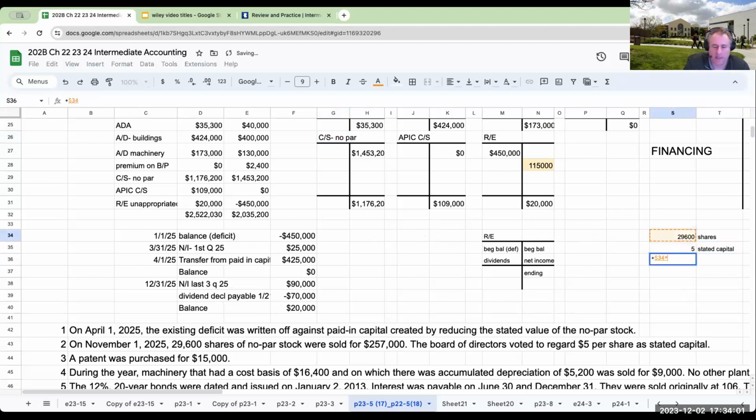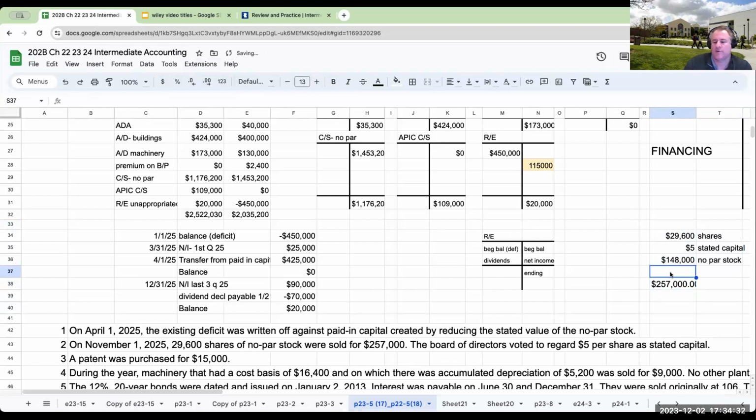So when I take 29.6 and I get this stated capital here of 5, this is going to be about what I'm going to allocate to the no par stock. Again, I have never seen this in my 30 years of practice. So if you find a company that has no par stock, I would love for you to share that with me. Now, we sold this for a total of $257,000. That's what it tells us in problem 2.